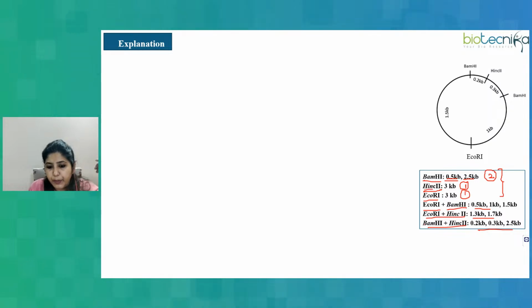And if you pay attention here, when you perform the digestion with BamHI and HincII, you get 2.5, which you are getting over here also, and 0.2 and 0.3. So 0.2 plus 0.3 gives you 0.5. That means the HincII site is present between two BamHI sites, because then only can 0.5 be broken into 0.2 and 0.3. That is why I have drawn the diagram where between the BamHI sites you have HincII, and EcoRI will be somewhere else, which we can determine based on the other restriction digestion patterns.